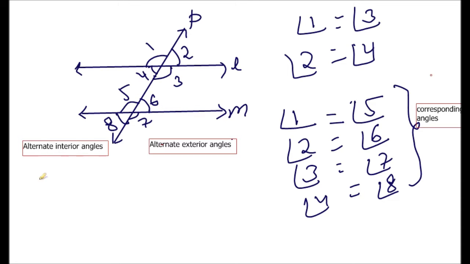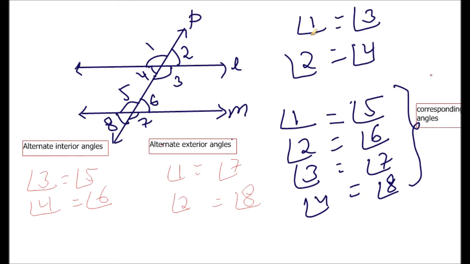Here angle 3 is equal to angle 5. These two angles we call alternate interior angles, and angle 4 is equal to angle 6. Similarly, alternate exterior angles are also equal. Here is angle 1 and here we have angle 7. So angle 1 is equal to angle 7, angle 2 is equal to angle 8.